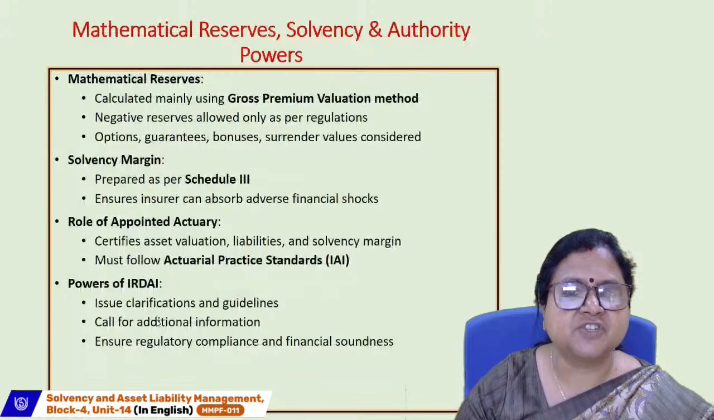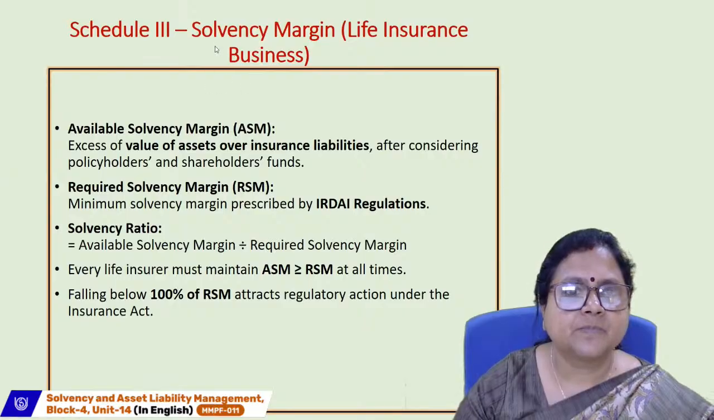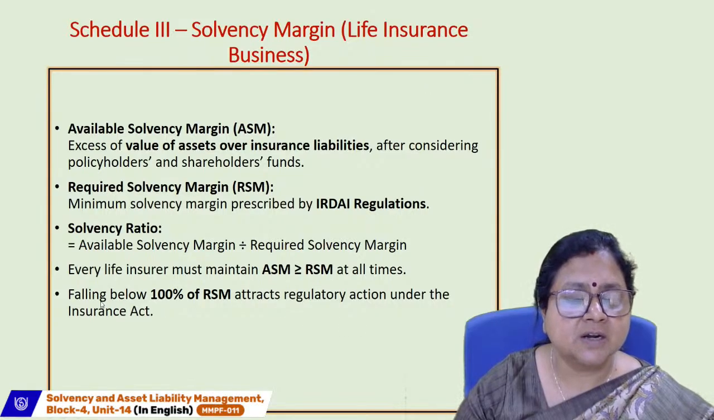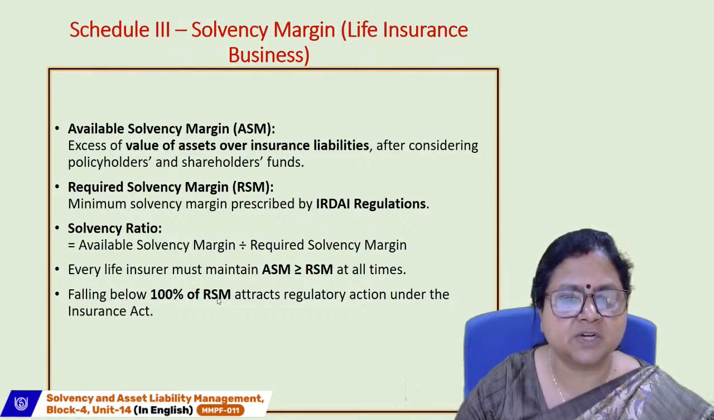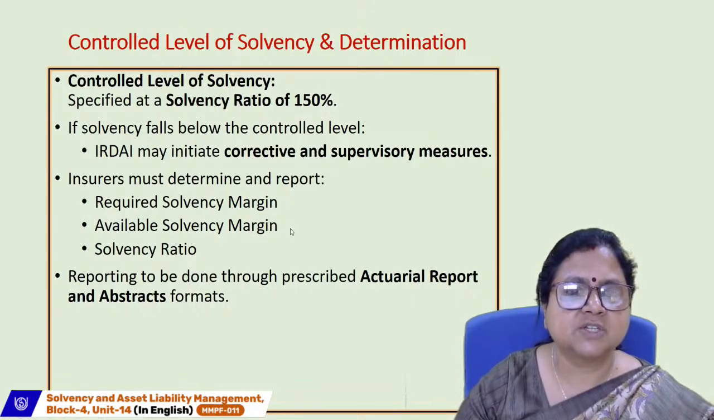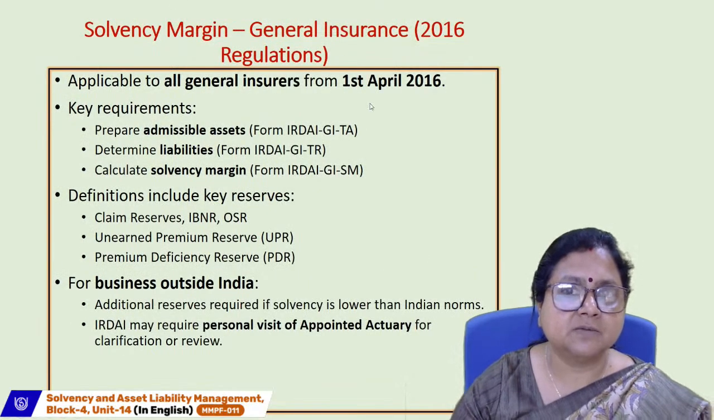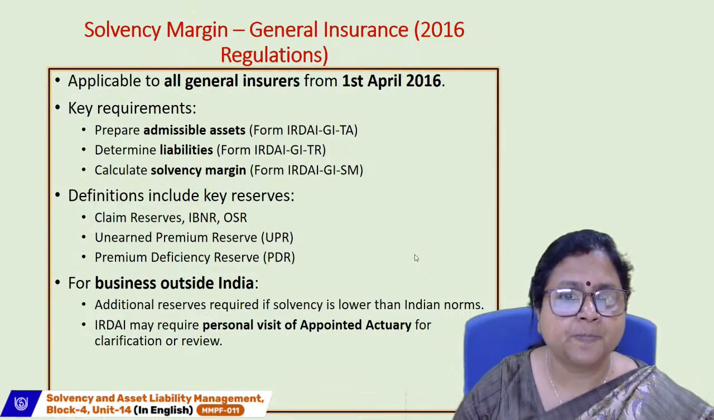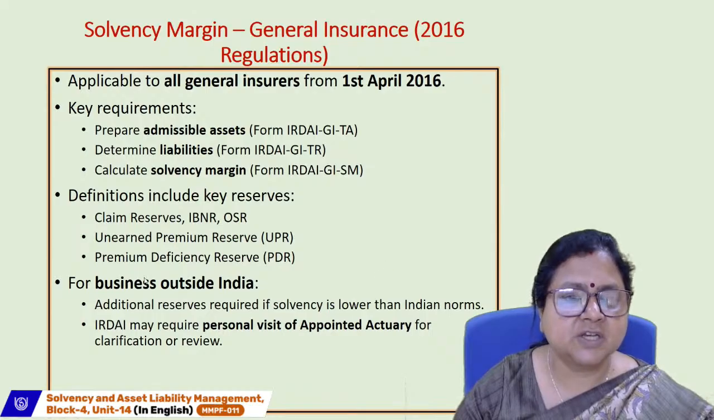But in the case of general insurance, this is as per Schedule 3, as it is in the case of life insurance. Here, if it falls below 100% of RSM, the required solvency ratio, then the regulatory authority will come into action. But here also the control solvency ratio is 150%. This 2016 solvency margin is for general insurance, so here they have a bit different format as compared to life insurance.